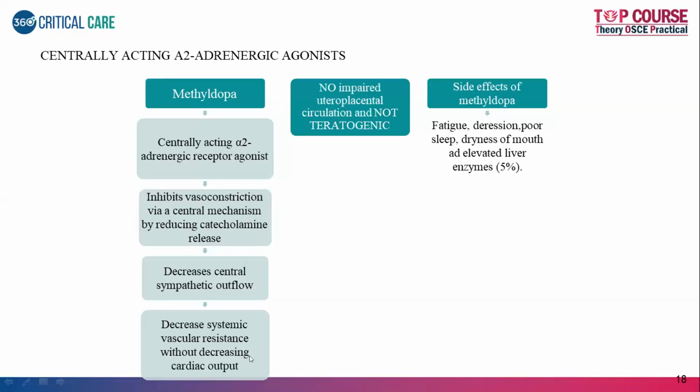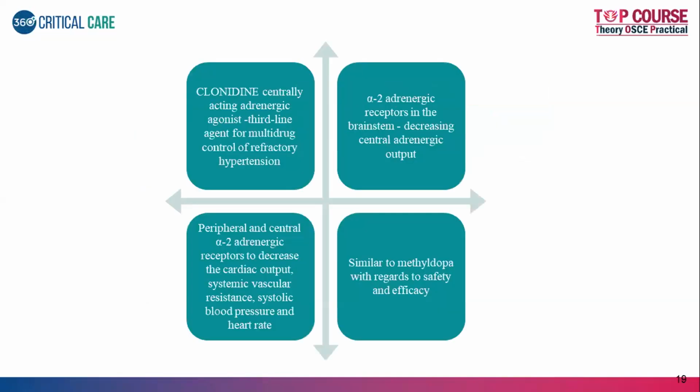That is also very, very important. There is no impaired uteroplacental circulation, and hence this is not teratogenic. Hence, this is one of the drugs used in pregnant ladies to decrease the BP in preeclampsia. There are some side effects like fatigue, depression, poor sleep, dryness of mouth, and in around 5% of patients there could be elevated liver enzymes. So this is the first group of drugs, methyl dopa.